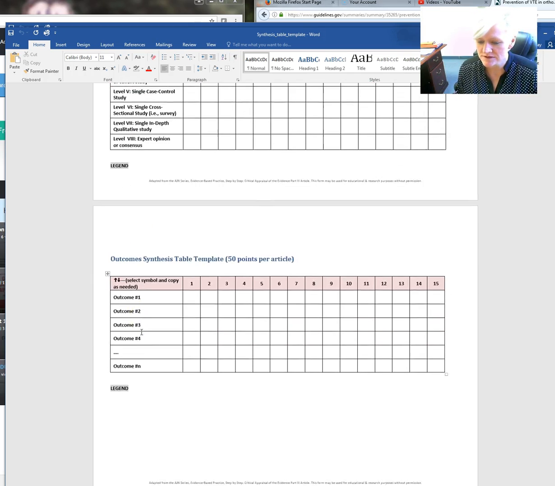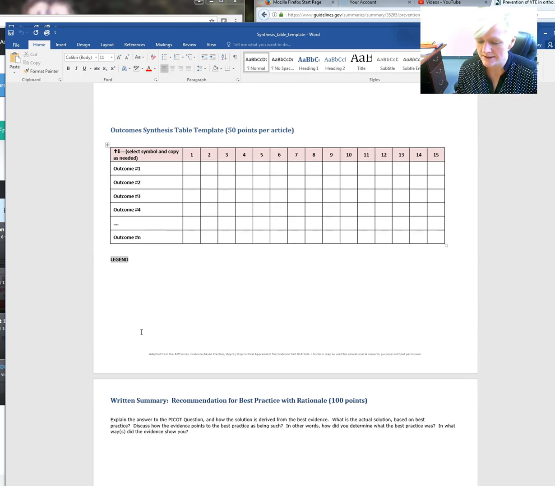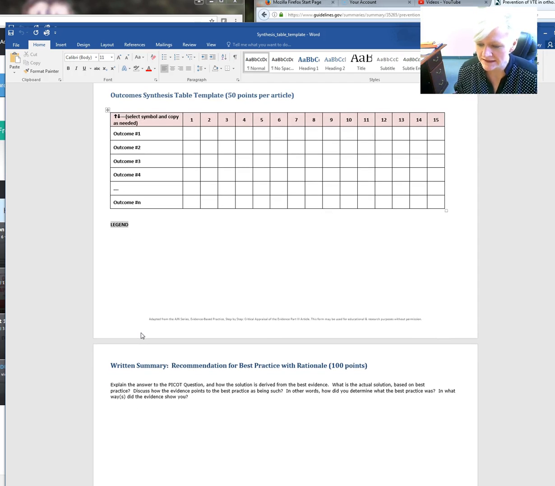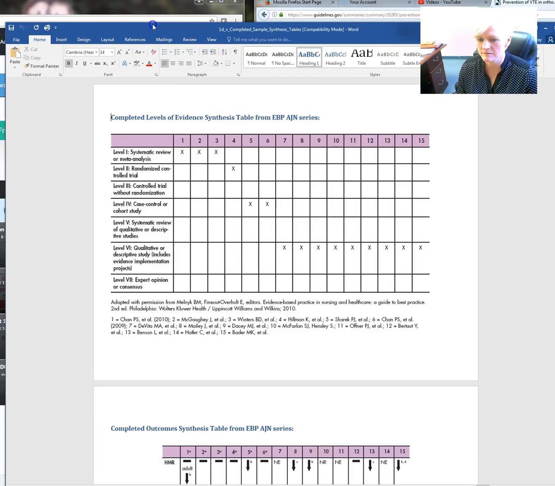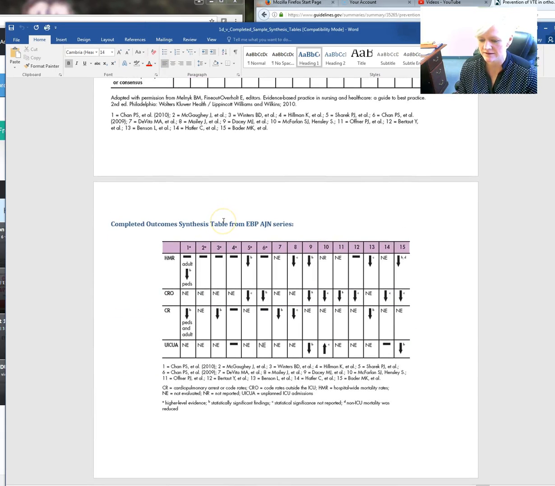This next table is the one that's a little bit more complicated. It's not hard. It's just maybe a little bit harder to wrap your mind around. So based on your PICO question, you're going to look at the outcomes that you had identified in these articles. And so I'm going to show you a sample one and what this looks like.